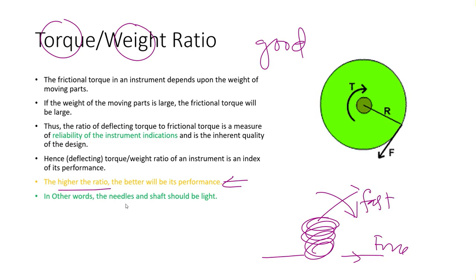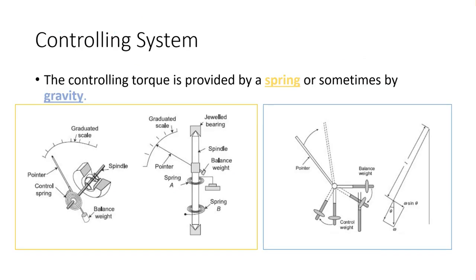In other words, the needle and the shaft should be light. So when this is light, this will give us a good, higher reading. Okay, based on the controlling system, we have two types of systems. One is the gravity control and the other is the spring control. In spring control, we can use it at any angle: vertical, horizontal, and tilted.